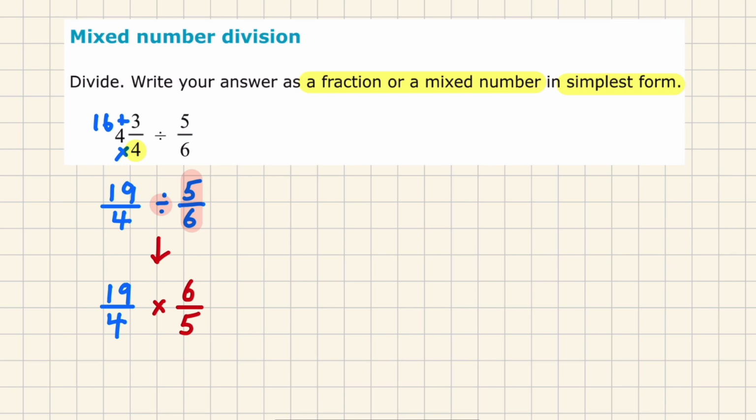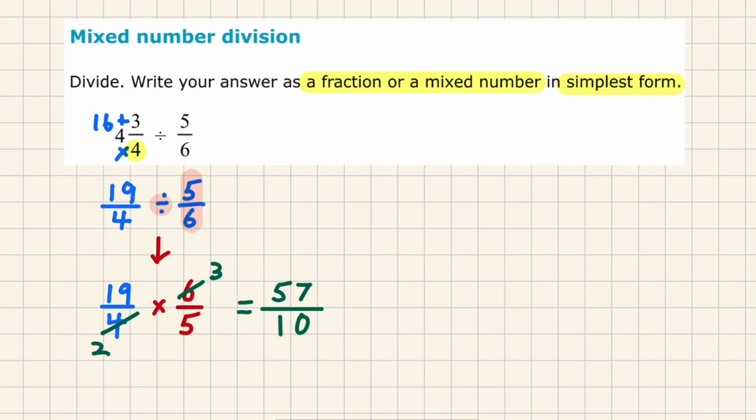And from here I just have fraction multiplication. And fraction multiplication means I can cross cancel if possible. Here the 4 and the 6 are both divisible by 2. And dividing by 2, I would have 6 divided by 2 is 3. 4 divided by 2 is 2. And now I can multiply the numerators to get 19 times 3 is 57. And I can multiply the denominators. 2 times 5 is 10.